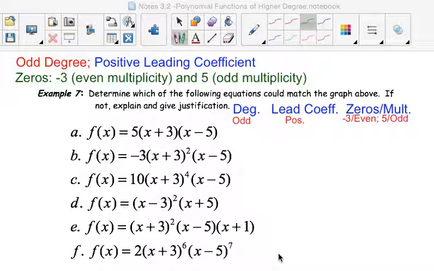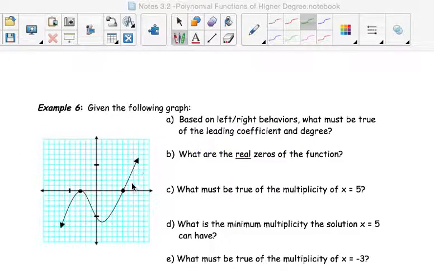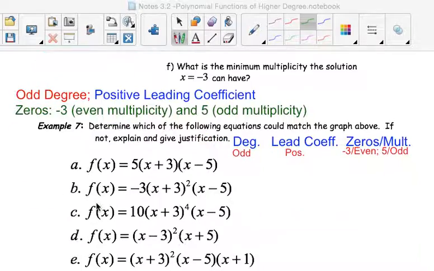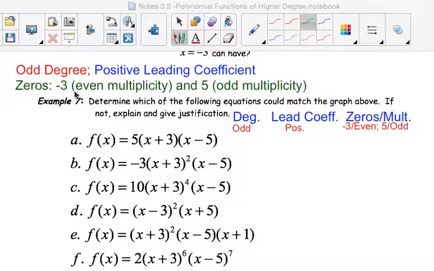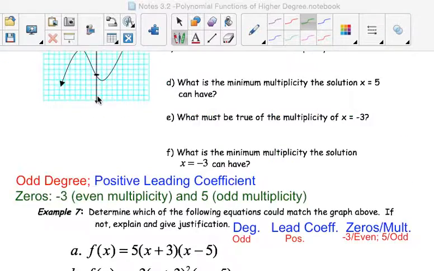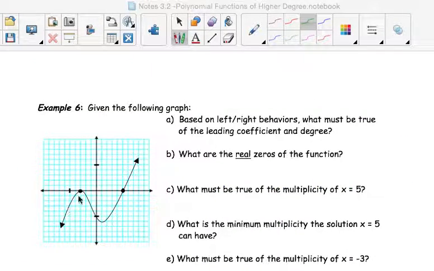To example 7 from our notes from section 3.2 about polynomial functions. In this example, we're trying to find possible equations for the graph that we had in example 6, this graph right here. And in example 6, we determined that the function has to have odd degree, positive leading coefficient, with a zero at -3 with even multiplicity because the graph bounces off the x-axis there, and a 0 at x equals 5 with odd multiplicity.